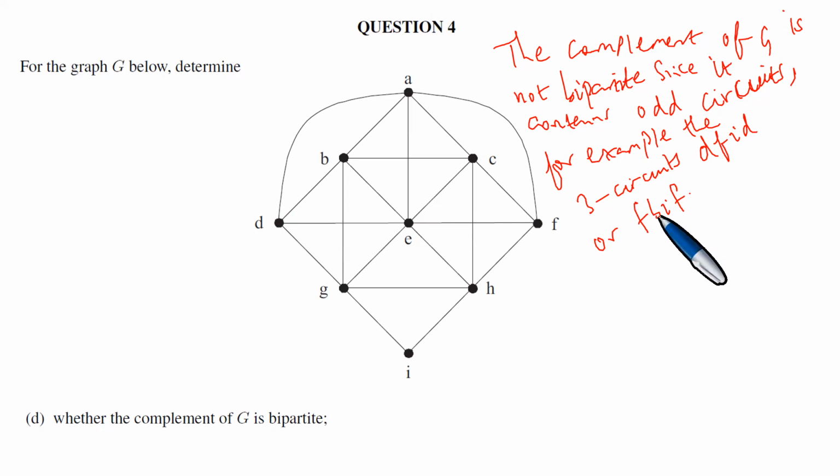So because of these 3 circuits, it's not bipartite, because a bipartite graph has circuits of even length, and the 3 circuits are circuits of odd length. Because of that, we conclude that the complement of G is not bipartite. I'm going to give the theorem in my next discussion on the fact that bipartite graphs contain circuits of even length.